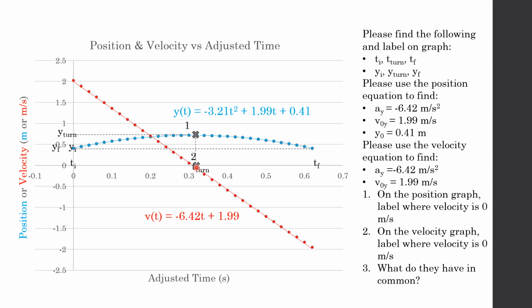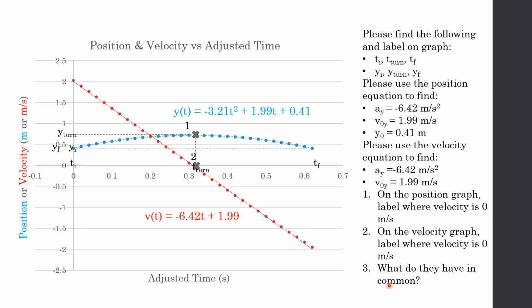And so this ties into number 2 on the velocity graph: where is velocity equal to 0? Well, you can see that this is where it's intersecting 0, right? This is 0 right here. So the point directly above it, since for number 1 we asked about the position graph, if you follow the dotted lines, is where the velocity is equal to 0 on the position graph. And of course, we know that to be the point y turn, and the corresponding point on the x-axis is t turn.